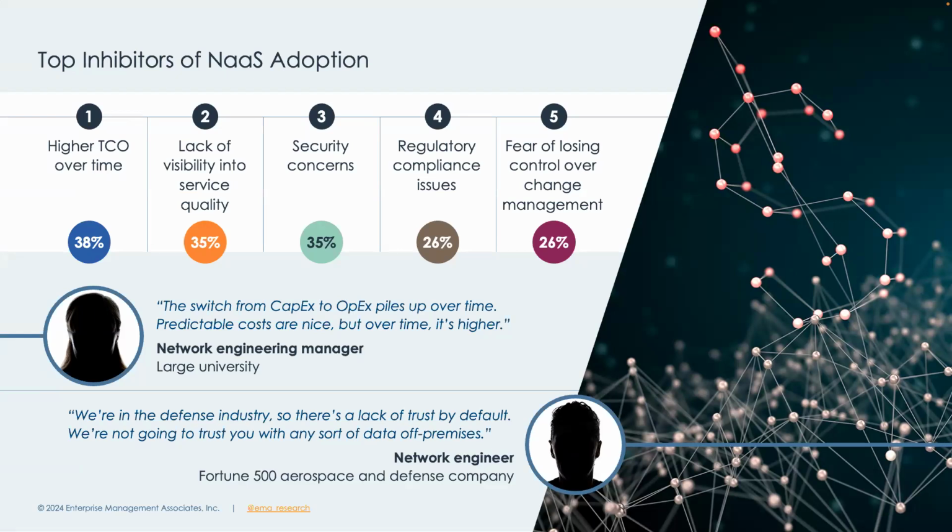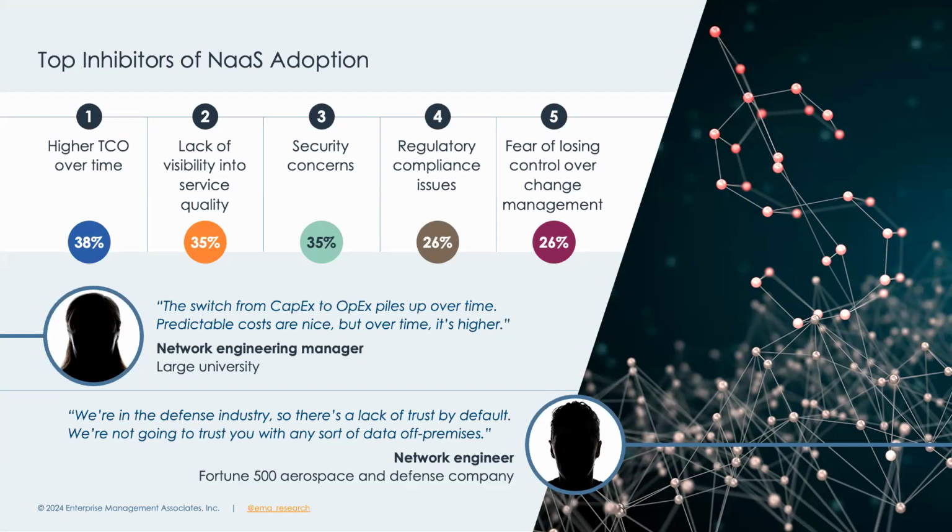Number two, lack of visibility into service quality. This was discussed on the previous slide. You need hybrid operating models for NaaS, basically, what I'm seeing in the research. And so they are worried about losing that visibility. And then there's security concerns. Oh, well, we're opening up our network to a third party. They're pulling data from it to support monitoring, troubleshooting, security, things like that. We're not comfortable with that.